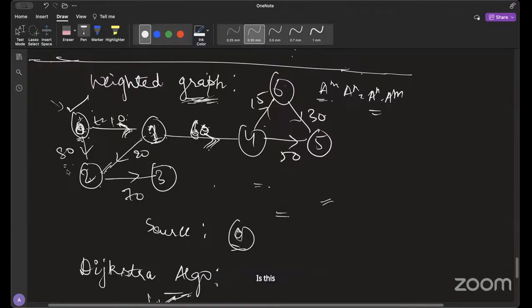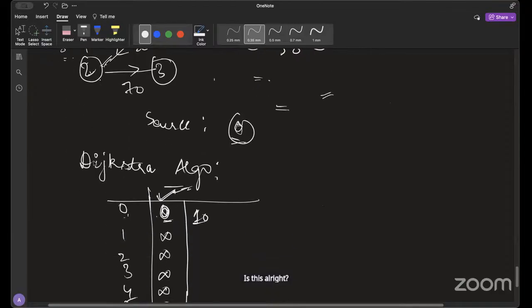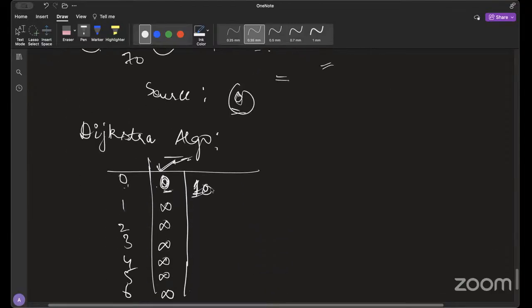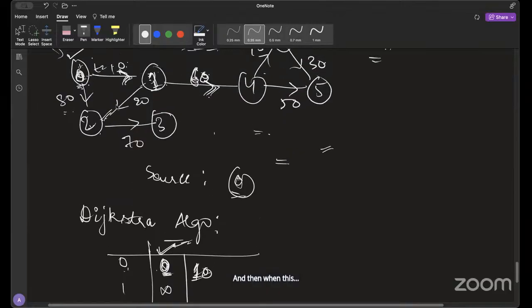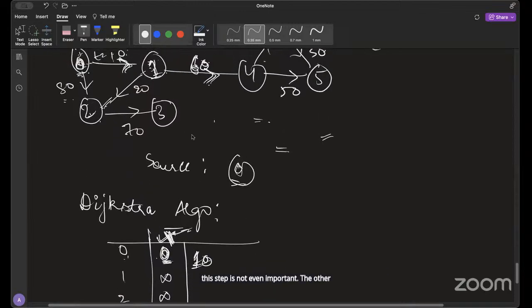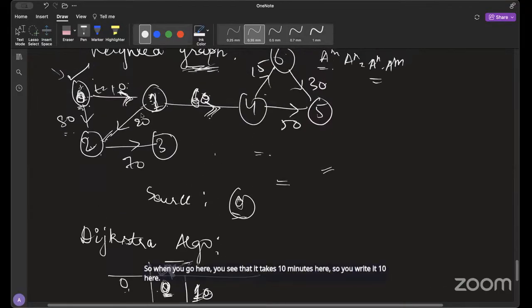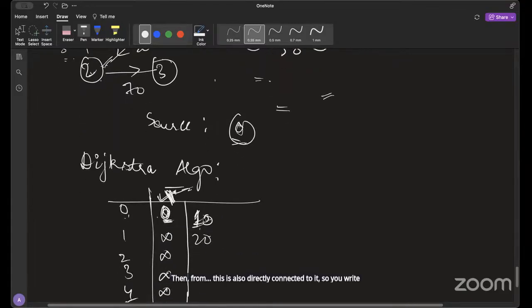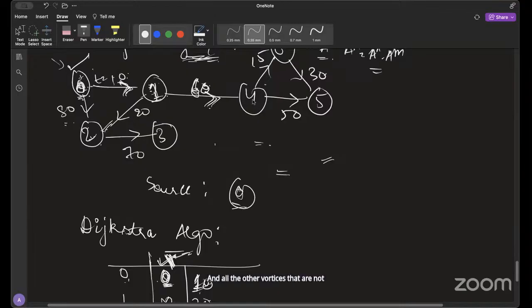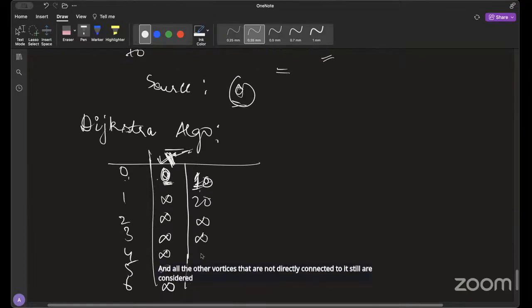Is this all right? Or in simple words, you can just remember the source vertex initially has 0, all the others have infinity. And then when this thing is burned, you start looking at the next ones. So when you go here, you see that it takes 10 minutes here, so you write a 10 here. Then this is also directly connected to it, so you write a 20. And all the other vertices that are not directly connected to it are still considered to be at distance infinity.